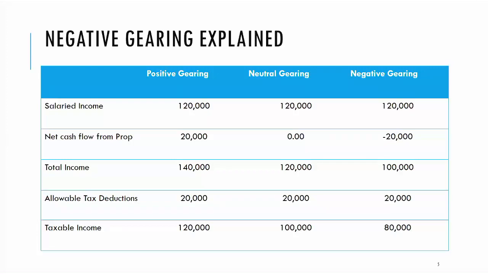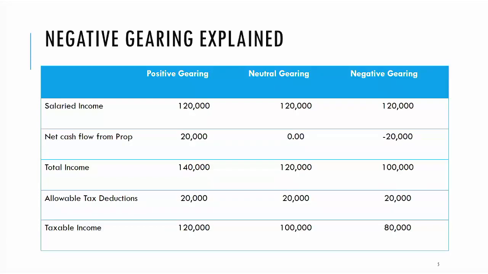Right. So neutral gearing. Now you have the same salary from your job, for example, 120,000. So you didn't get any income from your investment property, but your total income is 120,000. Your deduction is 20,000. So your taxable income is 100,000.